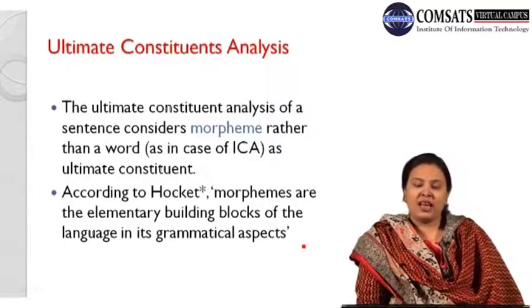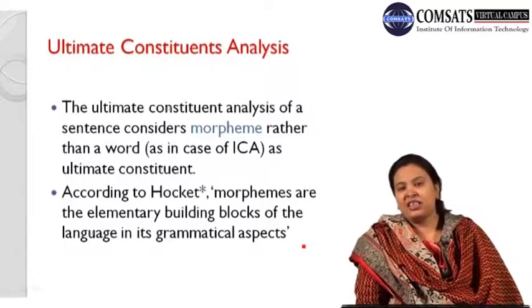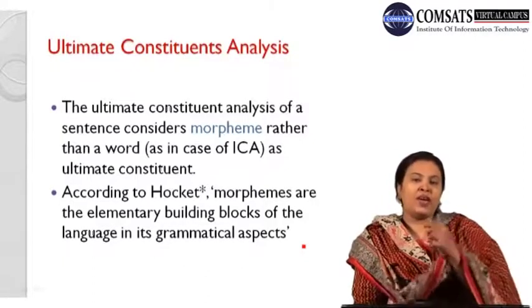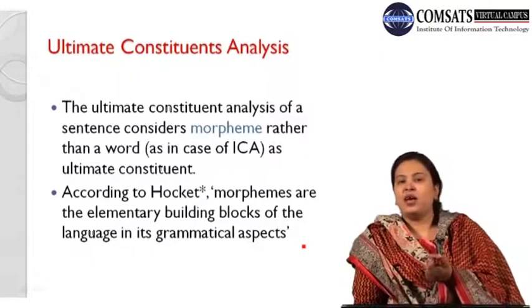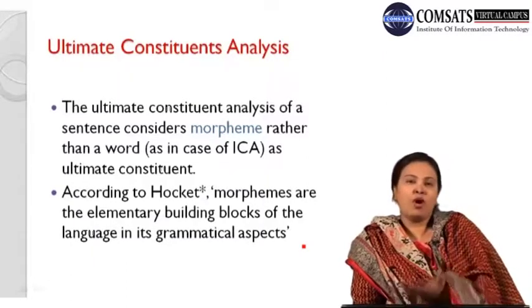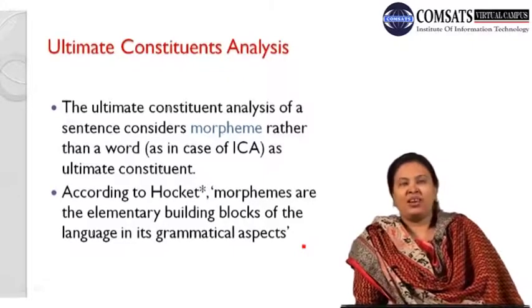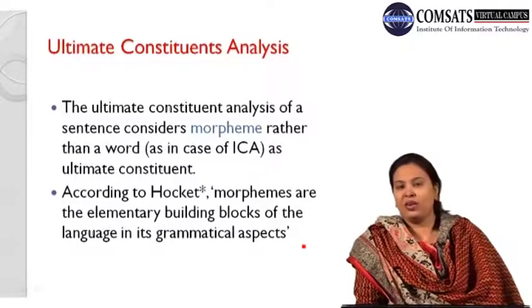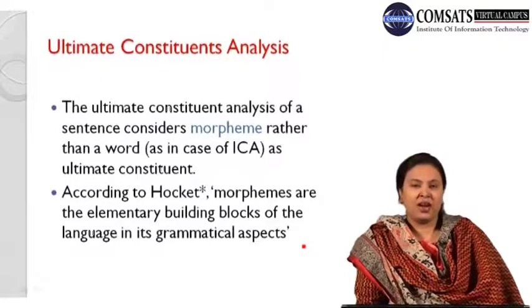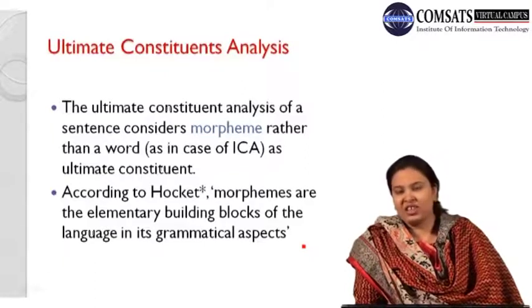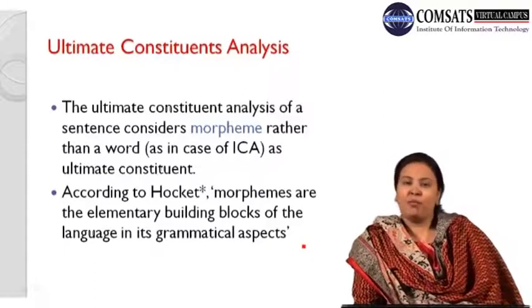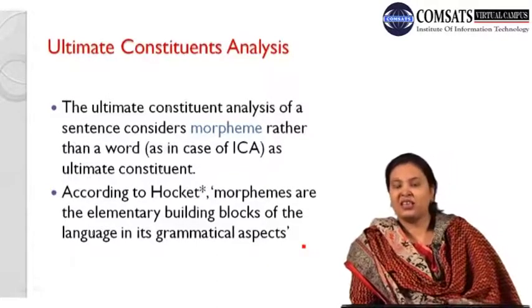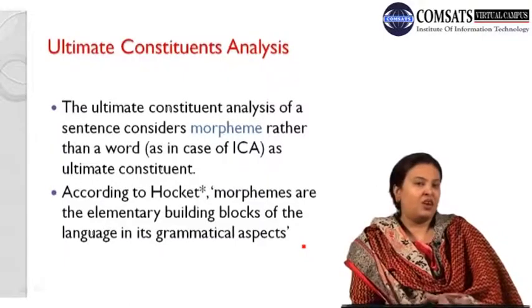So the ultimate constituent analysis of a sentence considers morphemes rather than a word, because in ICA we have a word at the final cut, whereas in ultimate constituent analysis we have a morpheme at the final cut. Now the proponent of this idea, Hockett, mentioned that morphemes are the elementary building blocks of the language in its grammatical aspect. Because morphemes are the grammatical units, we should continue our analysis till the morphemes, not the words.